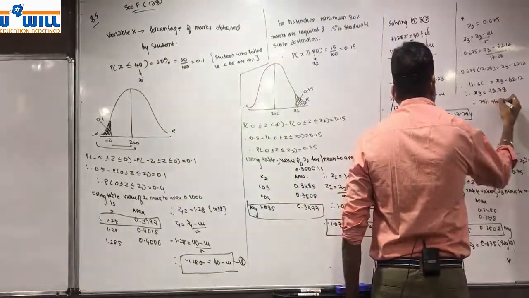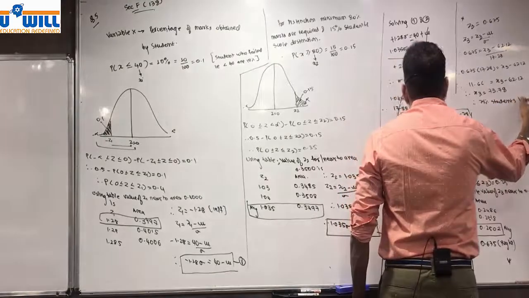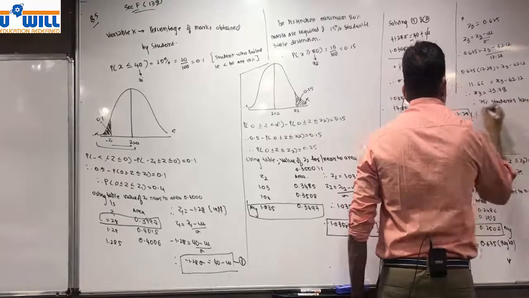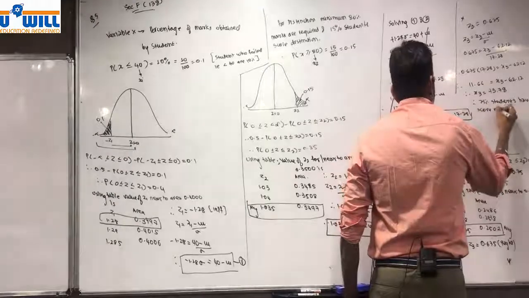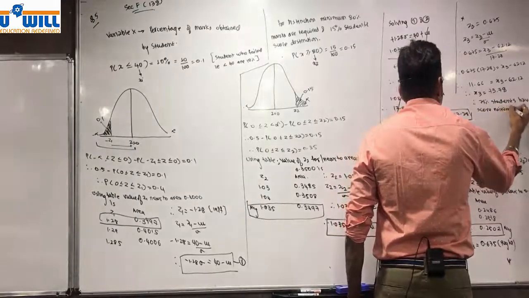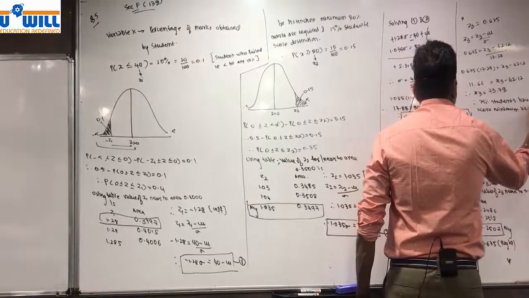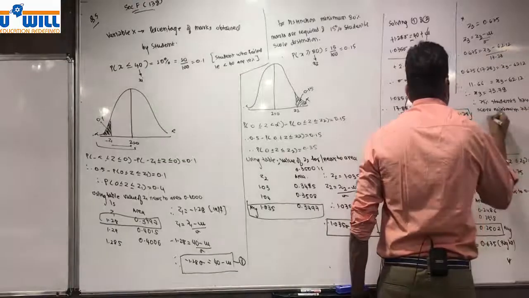Therefore, 75% students have to score a minimum of 73.78% marks.